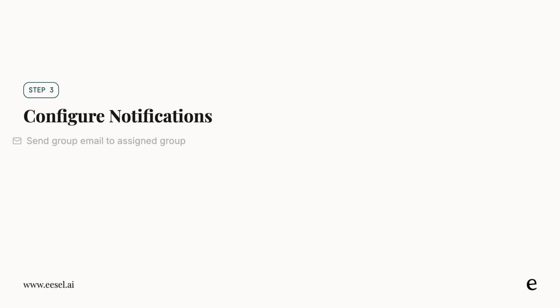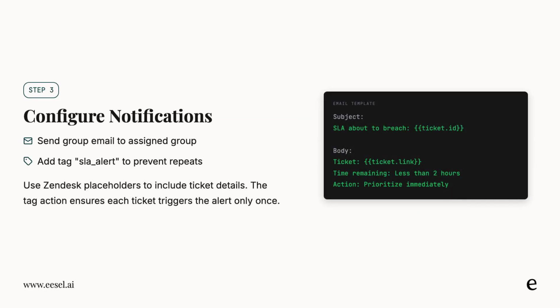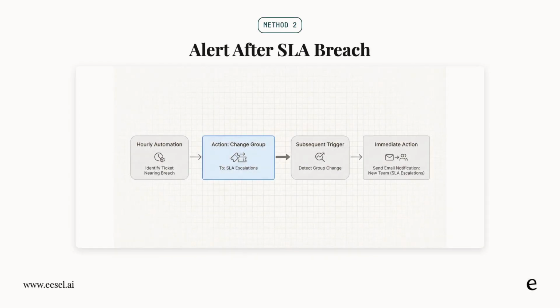For actions, send a group email to the assigned group and add the SLA alert tag to prevent repeats. Use Zendesk placeholders like ticket ID and ticket link so agents know exactly which ticket needs attention. Method 2 covers what happens after a breach. Use hours since last SLA breach less than 1 to notify managers the moment a breach is detected. This is perfect for compliance tracking and customer follow-up.